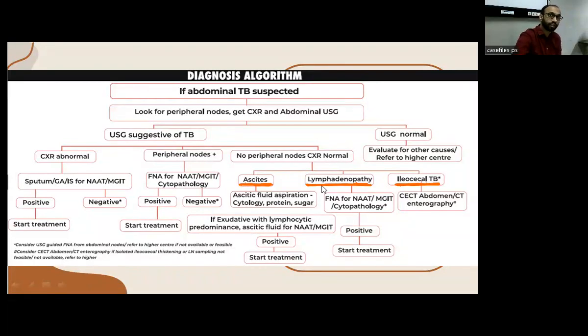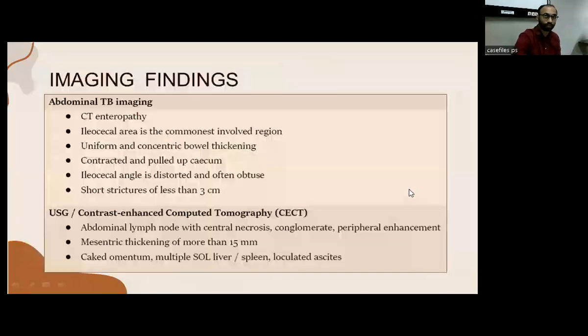Then, depending on the type of sample we can obtain for tubercular diagnosis, we try to obtain the ascitic fluid by aspiration, then send it for cytology, proteins and sugars, and then look if it is an exudative sample type with lymphocytic predominance. Then we send that fluid for CBNAAT, and if it is positive, we start the treatment. Then, if it is abdominal lymphadenopathy, we can get an ultrasound, get an FNA done from the abdominal mesenteric lymph node, and send it for the same analysis. If it is an ileocecal TB, then it warrants a CECT abdomen or a CT enterography to confirm the diagnosis.